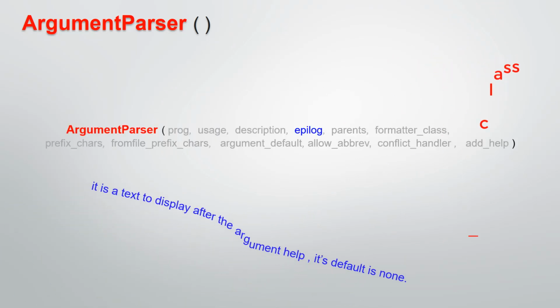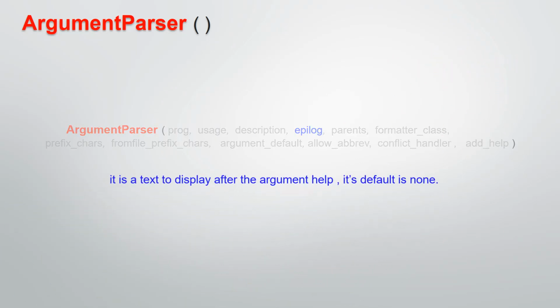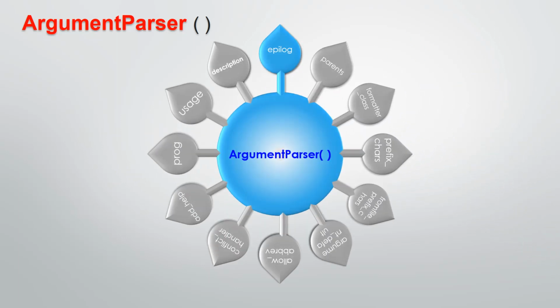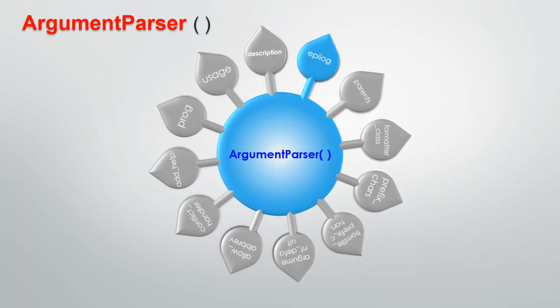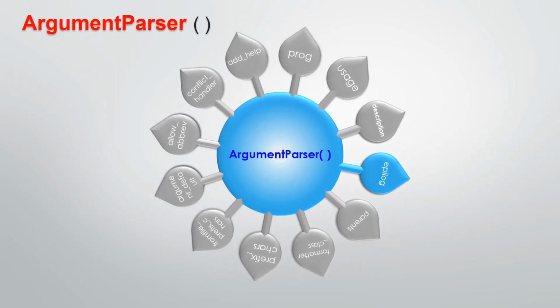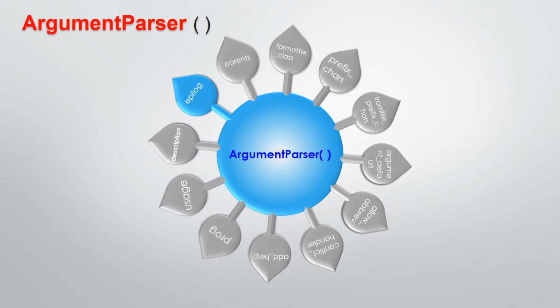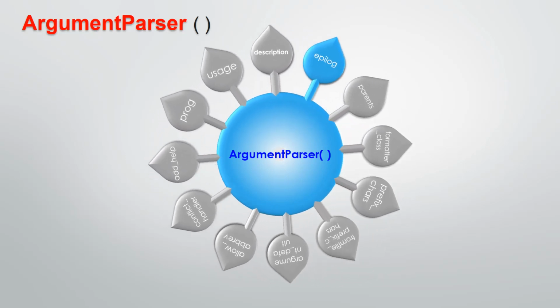Epilog. It is text to display after the argument help. Its default is None. Some programs like to display an additional description of the program after the description of the arguments. Such text can be specified using the epilog equal to argument to ArgumentParser.